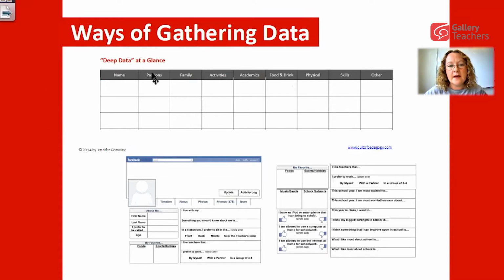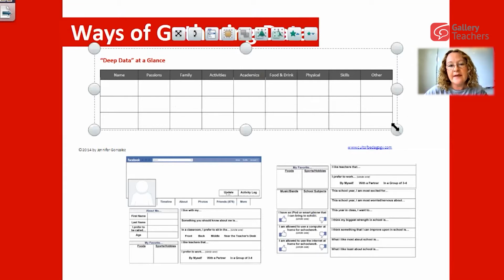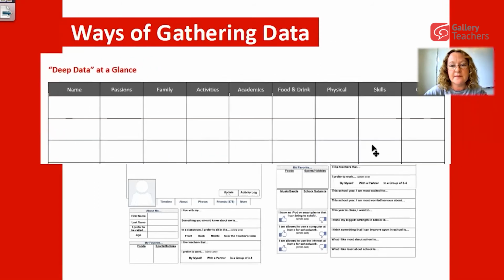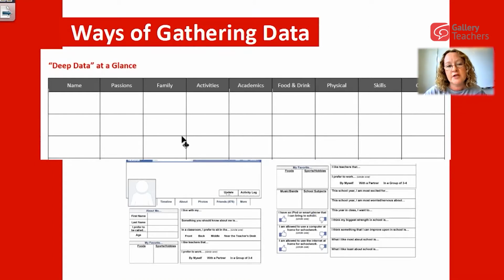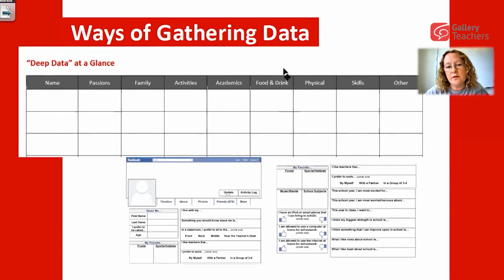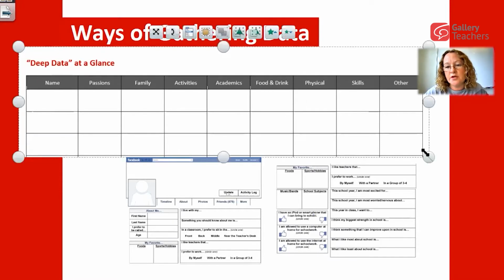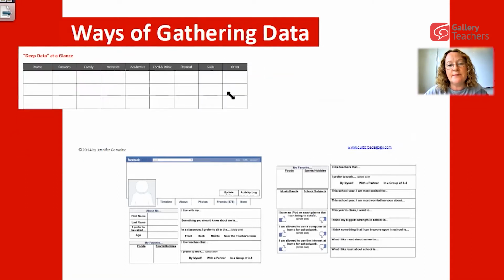So one thing I really like comes from a website called the Cult of Pedagogy, and it's written by Jennifer Gonzalez. And this is deep data at a glance. So just make this a bit bigger. This is the kind of thing that you could put in a register. So you've got your students' names down the side, and you're gradually starting to populate this chart with information about the students' passions, family, activities, all sorts of things. Now, obviously, you could put whatever you fancied in these boxes. You could adapt it. But this is what Jennifer Gonzalez refers to as deep data.